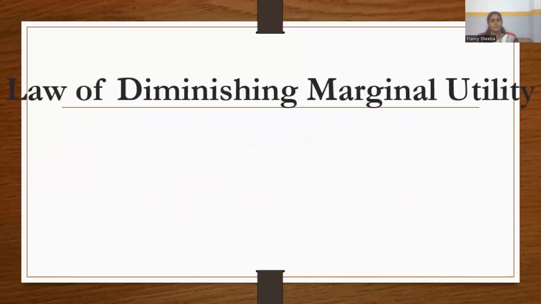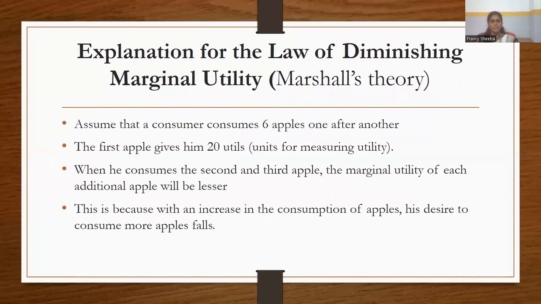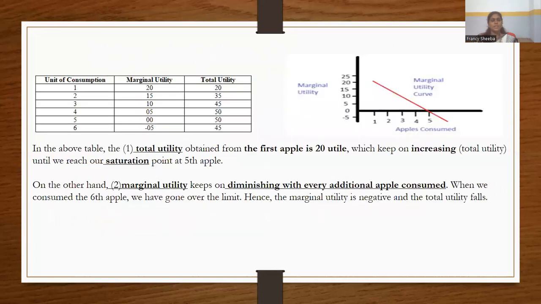Explanation for the law of diminishing marginal utility as per Marshall's theory. Assume that a consumer consumes 6 apples one after another. The first apple gives him 20 utils, units for measuring utility. When he consumes the second and third apple, the marginal utility of each additional apple will be lesser. This is because with an increase in the consumption of apples, his desire to consume more apples falls.